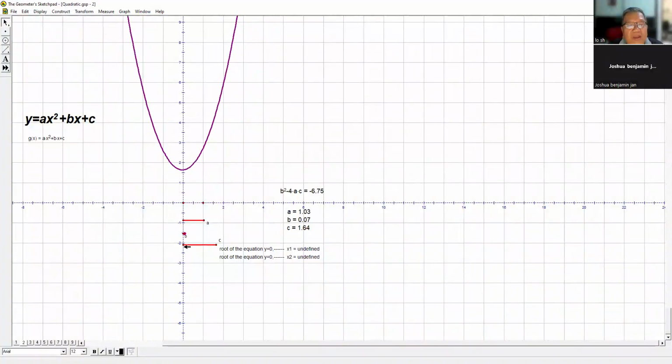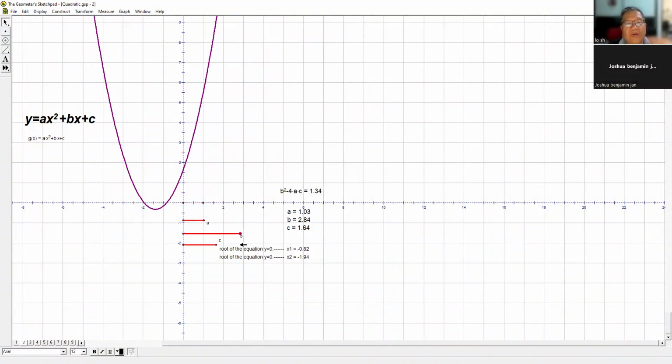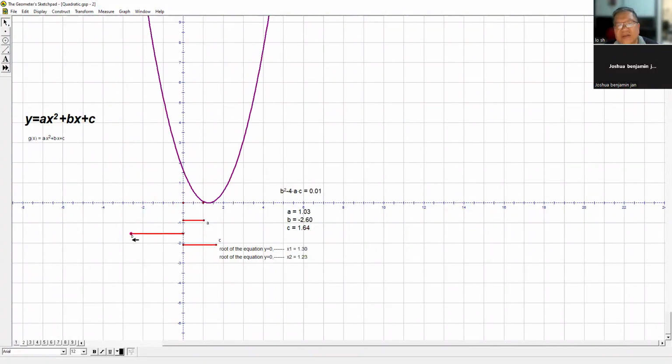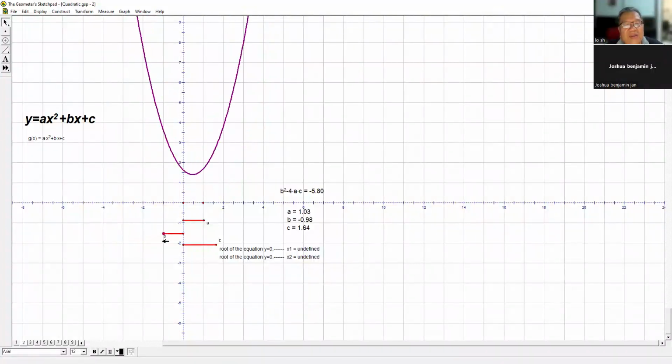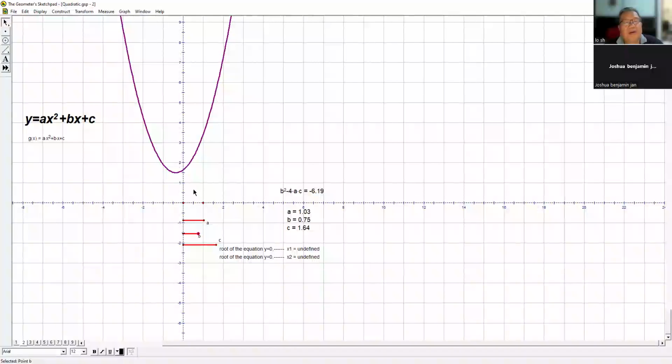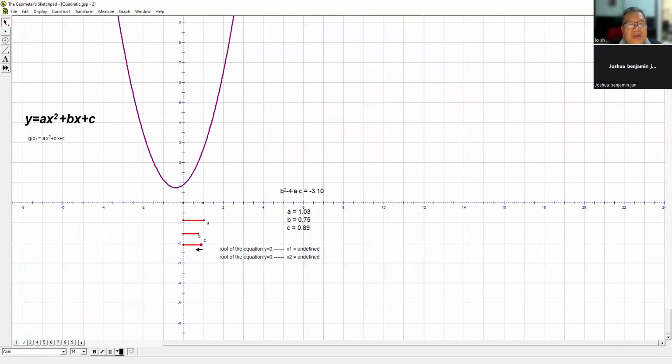If the value of b is a positive number, then it will move to one side. If the value of b is negative, then it will move to the other side. So how is it related? We cannot actually see from the graph. We only see that they move from the positive side to the negative side and so on. So another thing is this one, the value of c.